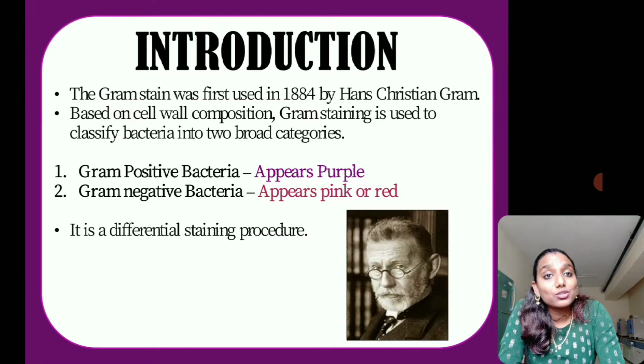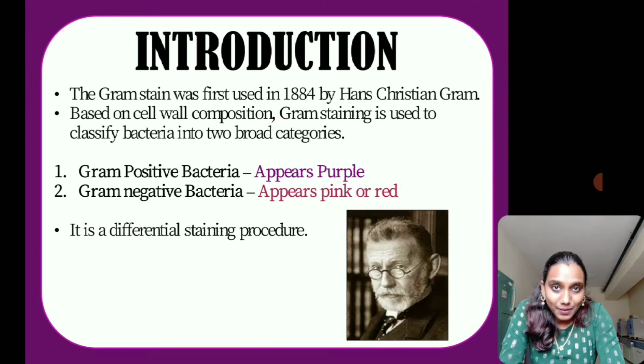Gram staining is used to classify and differentiate the bacteria into two broad categories based on its cell wall composition. The first one is called gram-positive bacteria and the second one is called gram-negative bacteria. After the staining procedure, when the bacteria are visualized under the microscope, gram-positive bacteria will appear purple in color, whereas gram-negative bacteria will appear either pink or red in color.